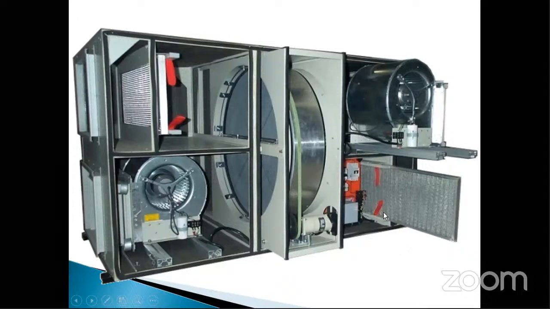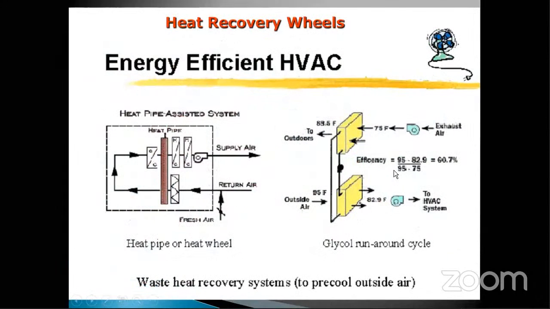Suppose you have a hospital, the air may contain germs and bacteria, which may cling to this wheel. And when outside air passes through the heat recovery wheel again, the air may carry those pathogens to the space. To avoid it, we may also have this style of heat recovery system. We can call it a glycol run around system or heat pipe or heat wheel.